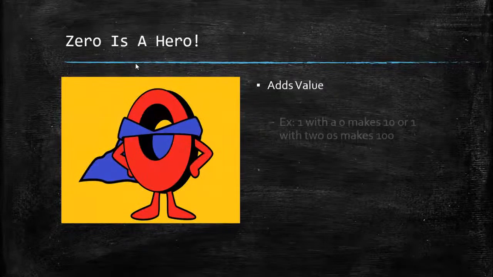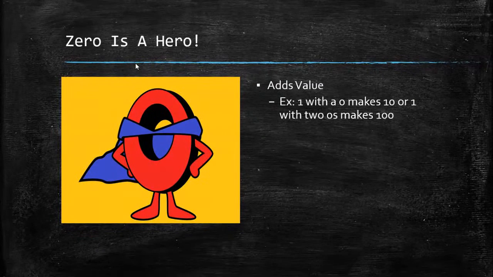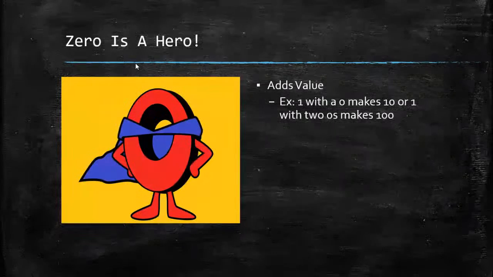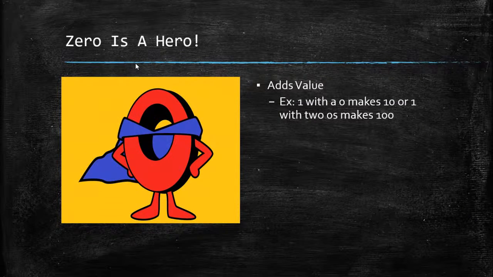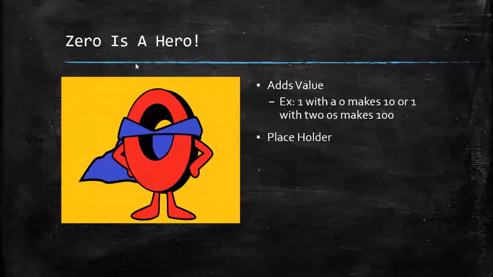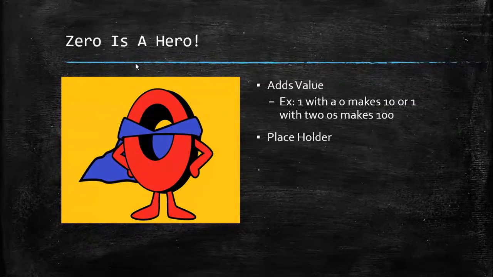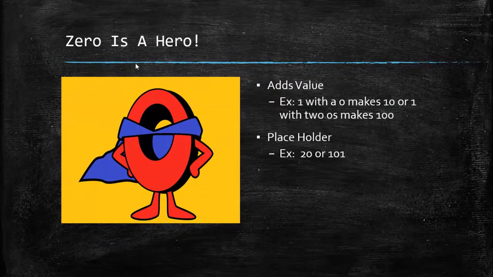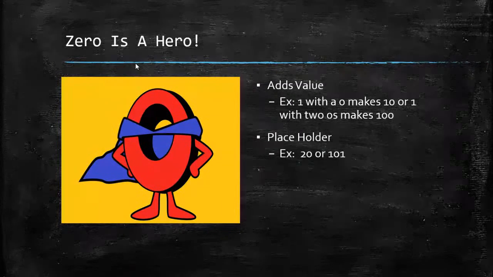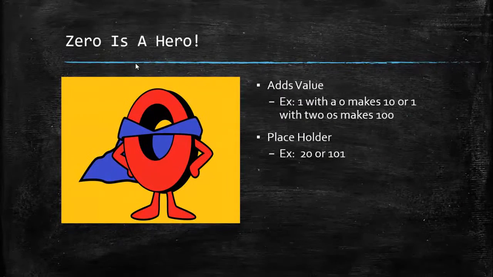For example, whenever you're adding a 0 to 1, it makes 10. Or whenever you're adding 2 zeros to 1, it makes 100. It's also a great place value holder. Whether you are making a 2-digit like 20 or a 3-digit like 101, it is always a guarantee holder for all place values.